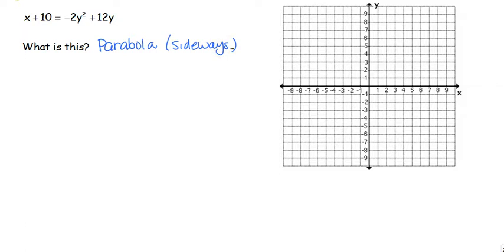All right, at this point, you know the drill. Go ahead and press pause. And then I want you to go ahead and look through your parabola notes and make sure that you're looking at the sideways parabola notes. Put it in graphing form and give me all the important info.